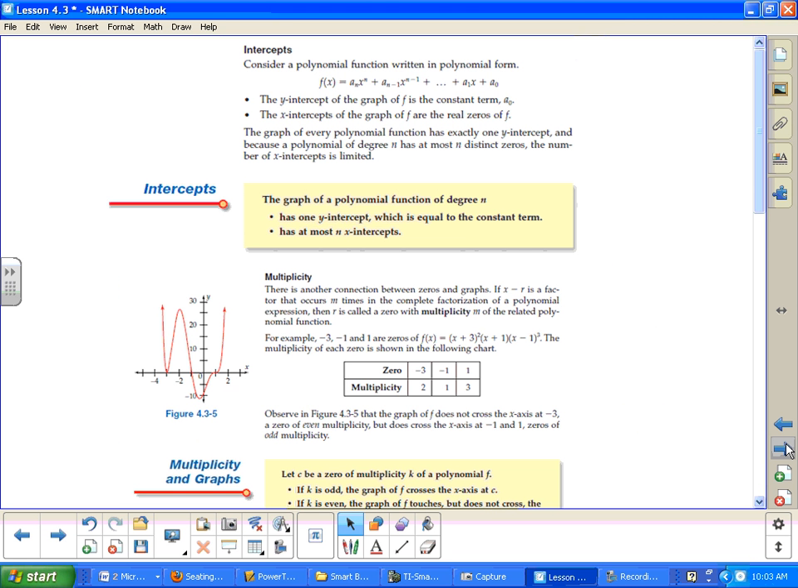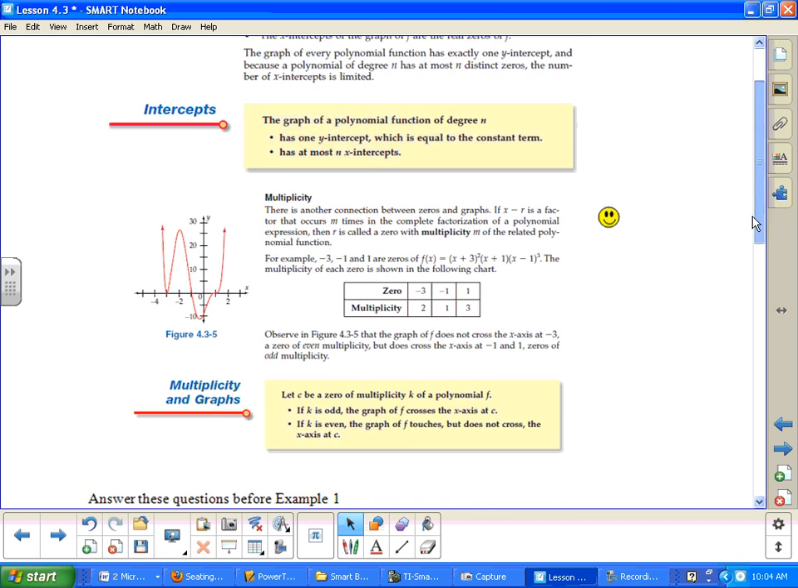X-intercepts: the graph of a polynomial function has one y-intercept, which is equal to the constant term, so it could be 0, and it has at most n x-intercepts. So if it's a fourth degree, it could have 4 zeros. If it's eighth degree, it could have 8 zeros or 8 x-intercepts.